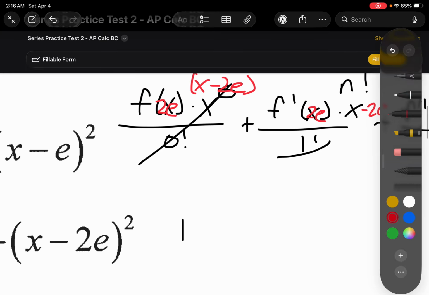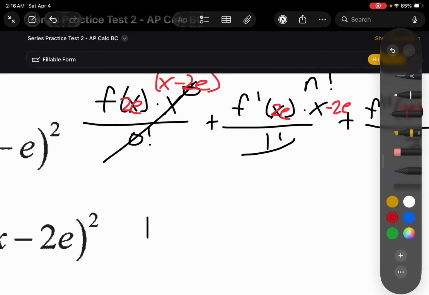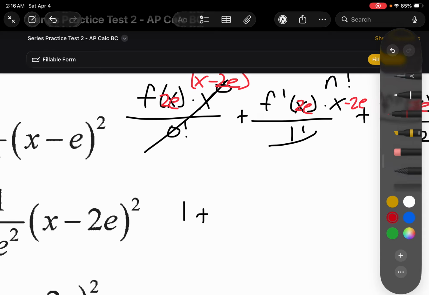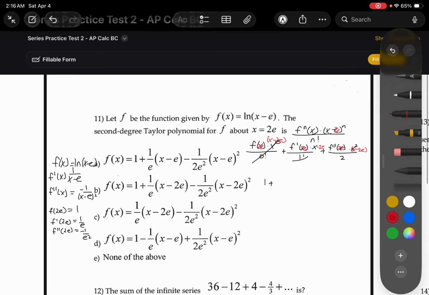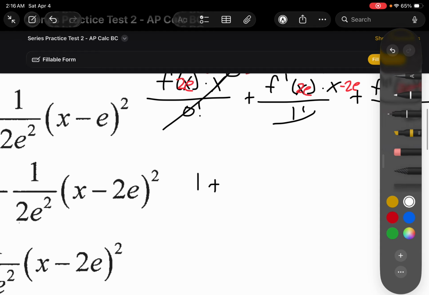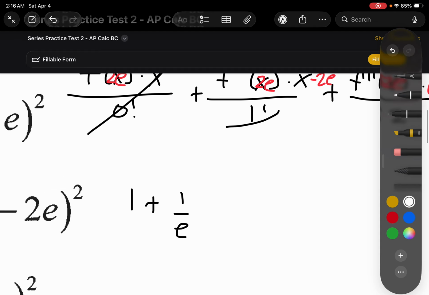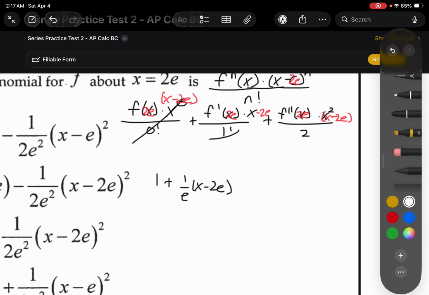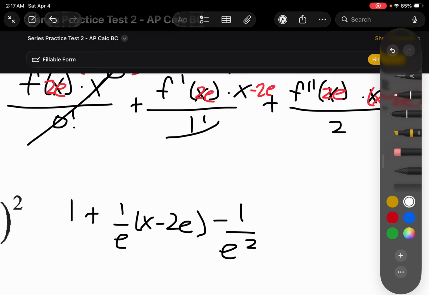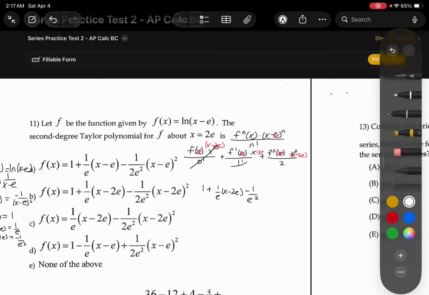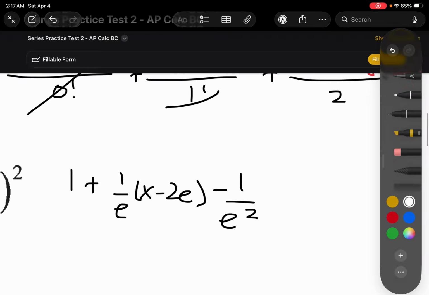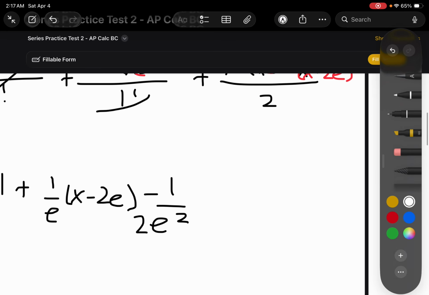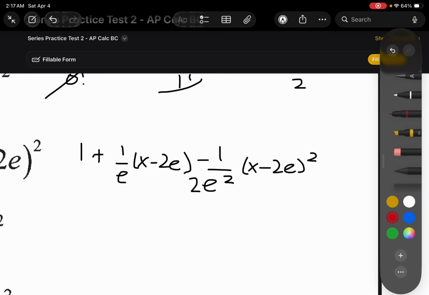But still, this does nothing for the first function. So f of 2e is 1 plus f prime of 2e times x minus 2e. F prime of 2e is, what was it again? Is 1 over e. And that's x minus 2e, plus, wait, no, it's minus 1 over e squared times 2, because of that factorial, x minus 2e squared. All I did was plug in everything into the Taylor formula.